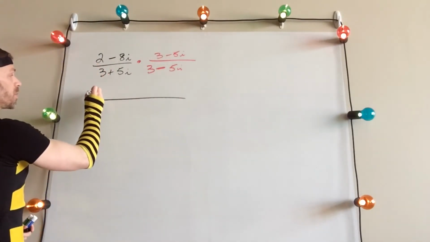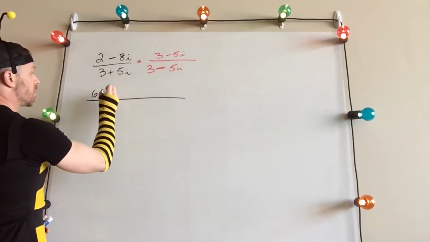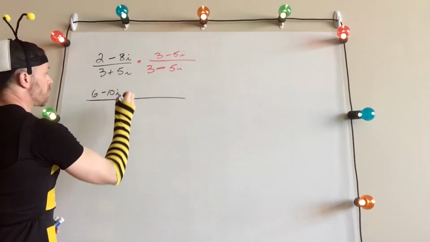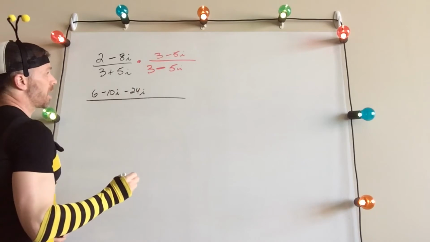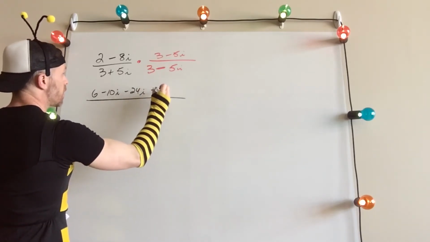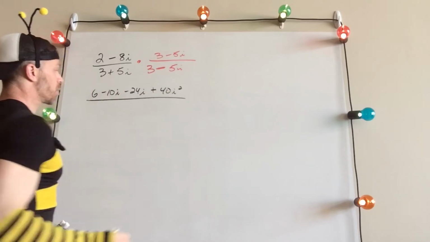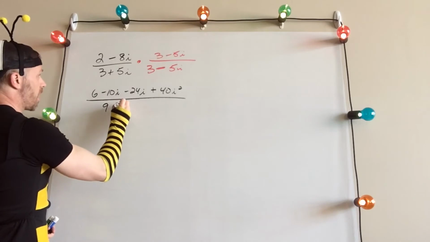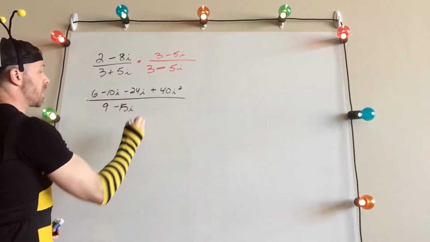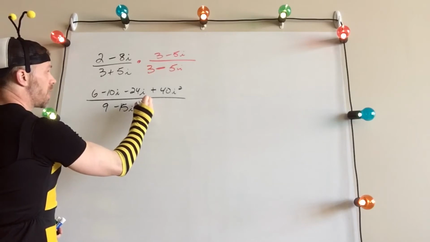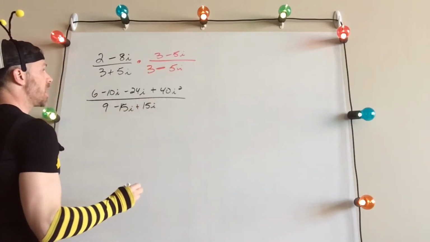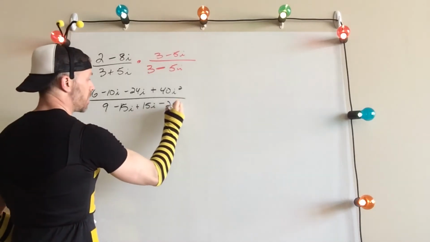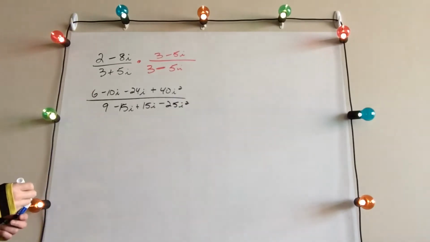Numerator, first 2 times 3 is 6. Outer, 2 times negative 5i, negative 10i. Inner, negative 8i times 3, negative 24i. Last, negative times negative is positive. 8 times 5 is 40 i squared. Down low, 3 times 3 is 9. 3 times negative 5i, negative 15i. Inner, 5i times 3, plus 15i. Last, 5i times negative 5i, negative 25i squared for FOILing.